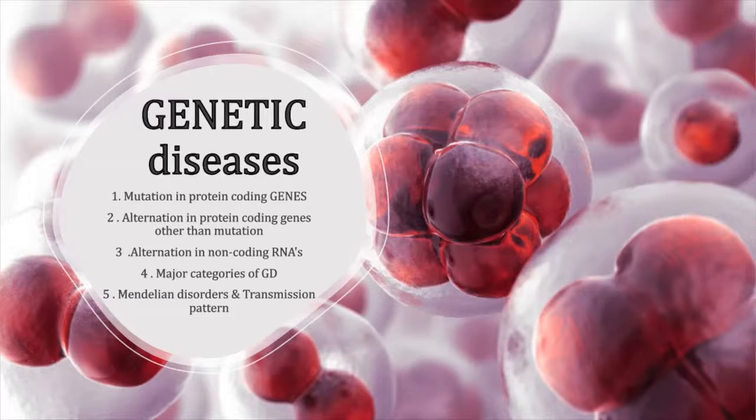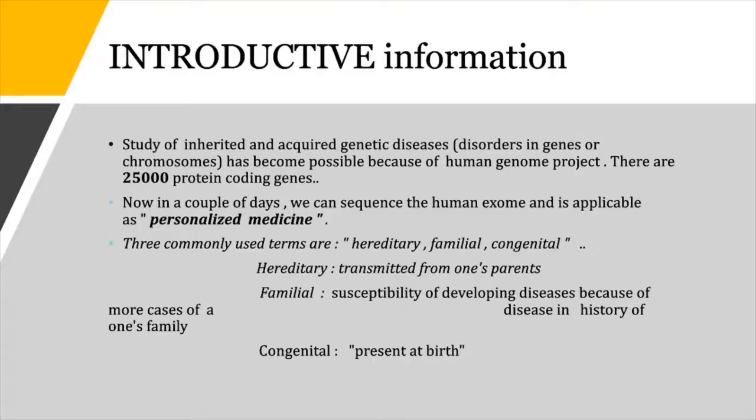And so in this video we will discuss different genetic diseases which occur either by mutations in protein coding genes or by alterations in protein coding genes other than mutations, like structural variation in the DNA sequence. In this video I will also tell you about Mendelian disorders and their transmission patterns. So let's get started. What was the need to study genes and what was the purpose of the Human Genome Project? First of all, we should know about this.